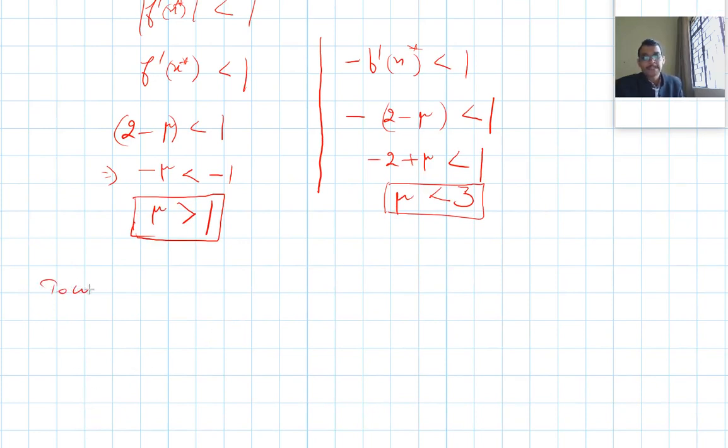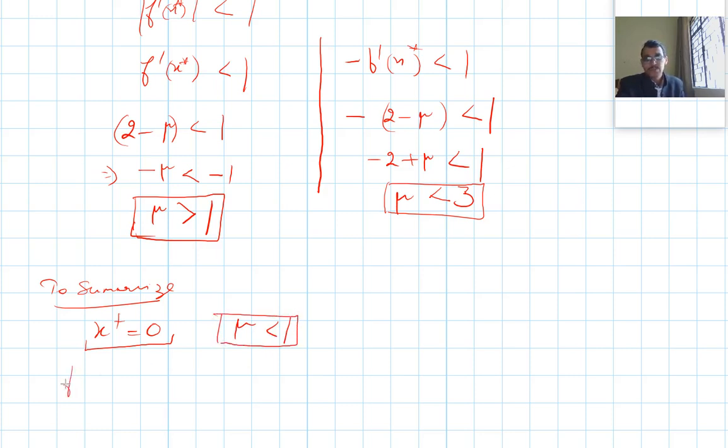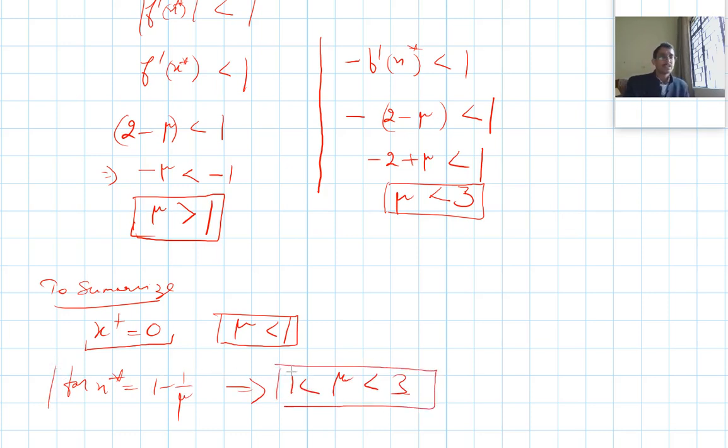To summarize, let us consider x dagger equal to 0. For this stable point, mu is less than 1. This is the one condition. Whereas for x star equal to 1 minus 1 over mu, we must have the range of mu, that is 1 is less than mu and mu is less than 3. So this is all about the stability criteria, right? So that's all for fixed points in the logistic maps.